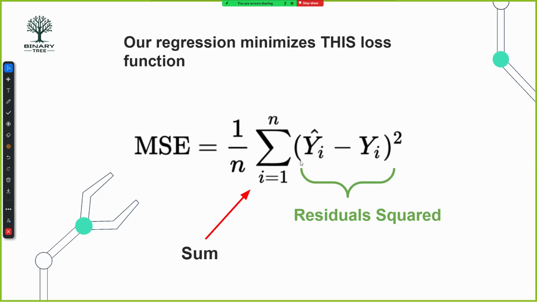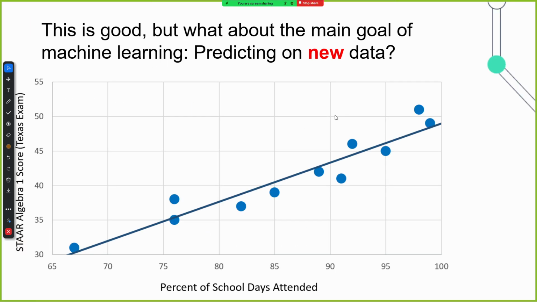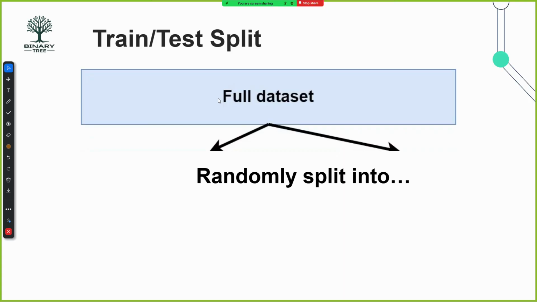Now, this is kind of breaking down everything. Now, this is good. So what's the main goal of machine learning now? So we know we have this least squares regression line, LSRL, but what are we trying to do with machine learning? The whole goal of machine learning is fitting the existing data well, but then predicting accurately on new data the model has never seen before. So this is where test train split comes in.